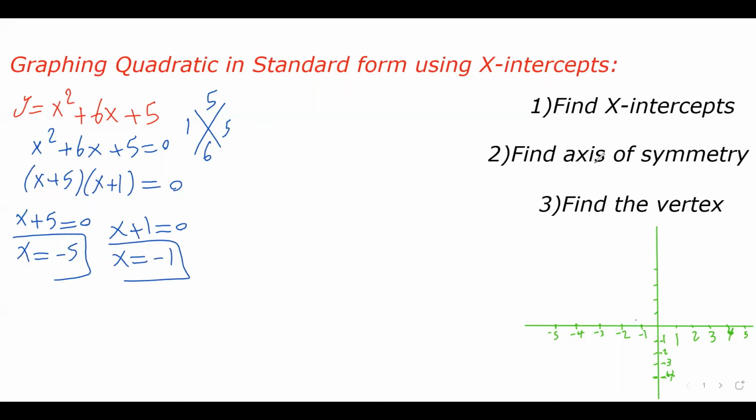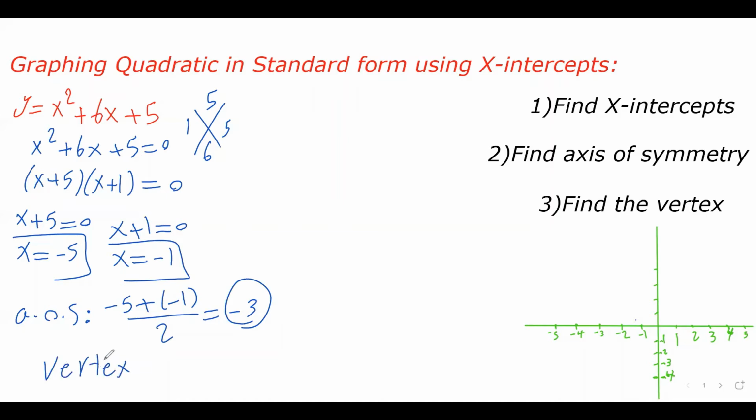Now I have to do step number 2, which is finding the axis of symmetry. As you know, the axis of symmetry is the x-coordinate of the vertex. To find the axis of symmetry, all you need to do is add the two x-intercepts and divide by 2, because the axis of symmetry is the midpoint of the x-intercepts. So I do -5 plus -1 divided by 2. That's just -3. This is the axis of symmetry, or the x-coordinate of my vertex.